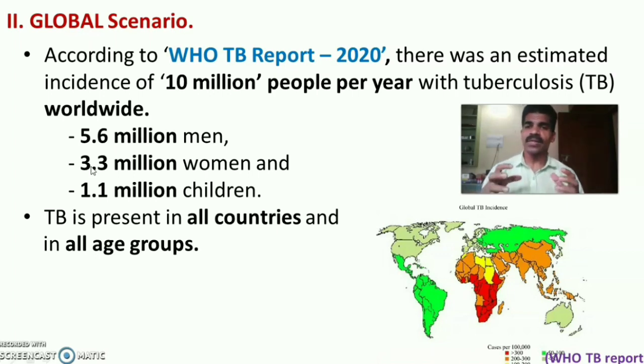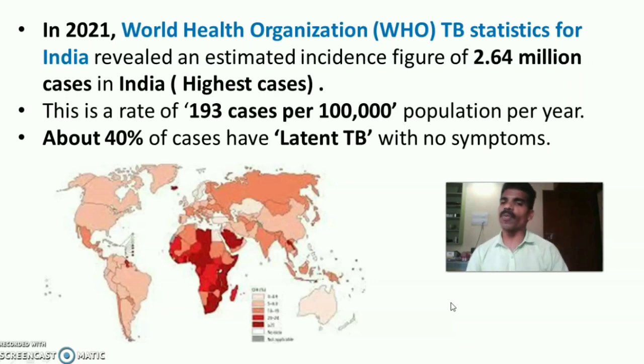That is the global scenario of TB. Regarding the size of the problem in India, in 2021 World Health Organization TB statistics for India revealed an estimated incidence of 2.64 million TB cases in India. That is the highest number of cases in any country in the world. So India contributed the highest cases, 2.64 million TB patients.